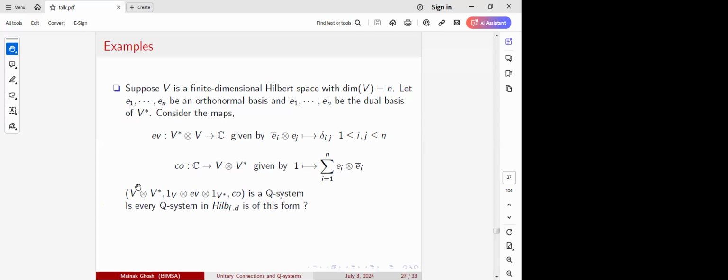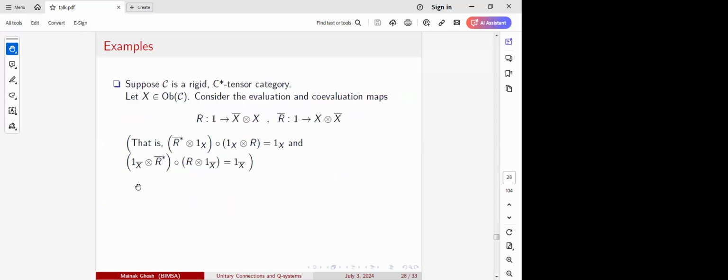The answer is no. One counterexample is C^n, where n is not a perfect square. Okay, now let me give another similar example. Suppose C is any rigid C-star tensor category and X is an object, and consider the evaluation and co-evaluation maps. Now recall that R and R bar satisfy these equations. Now, just like the previous example, it will turn out that X tensor X bar is a Q system. Now, one thing I should mention is that every rigid C-star tensor category has a canonical dimension function, and by d_X I mean the dimension of X.